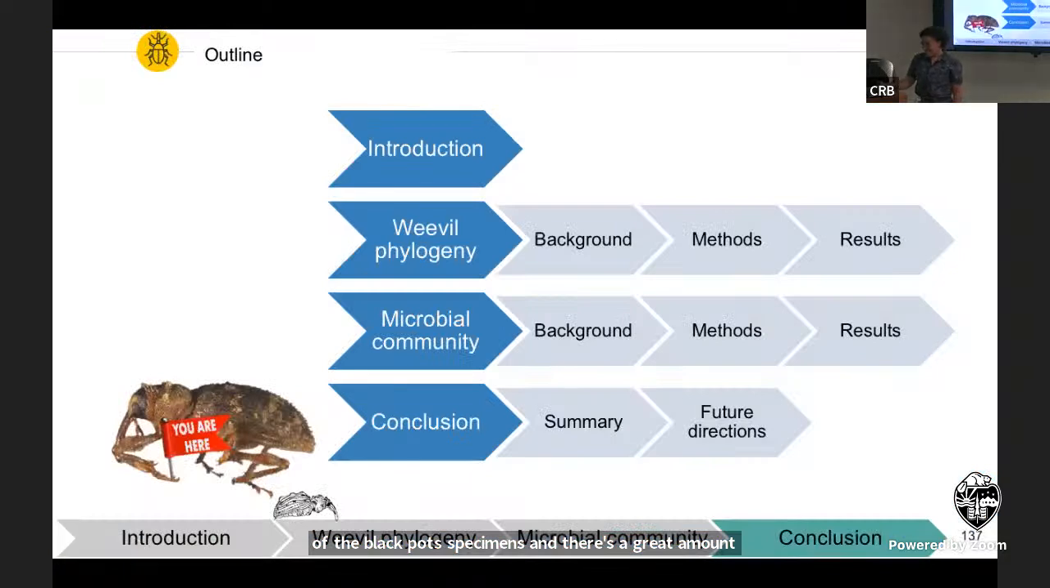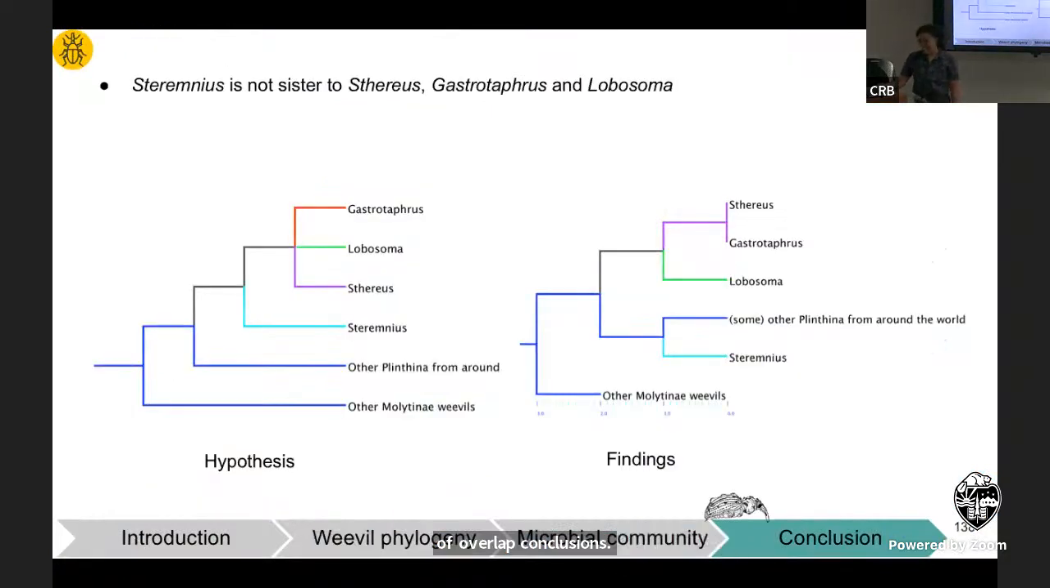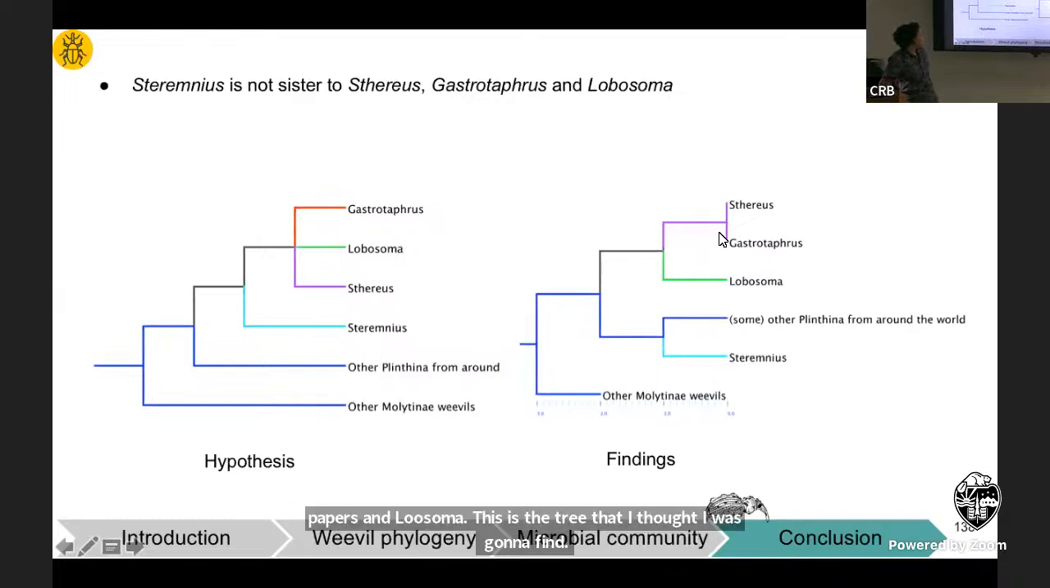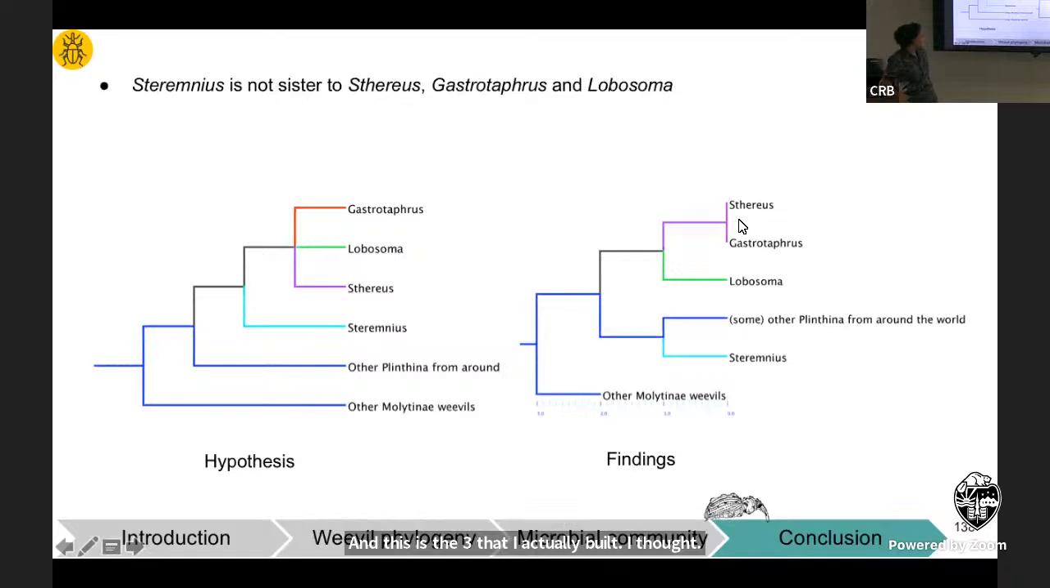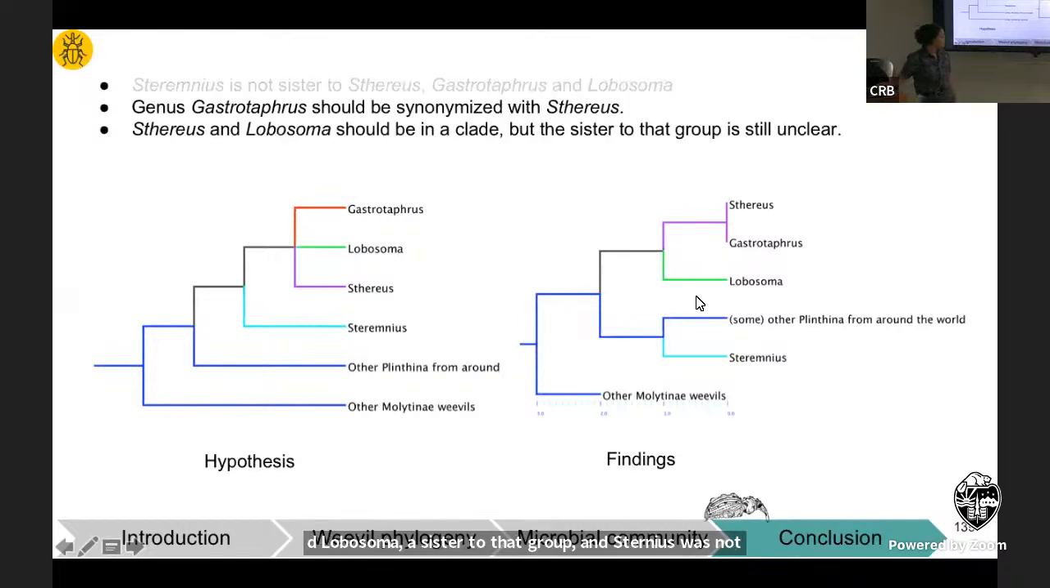Conclusions. Here we are, we're at the end. So what I found with the phylogeny was that Stremnius is not sister to Asterias, Gastrocapris, and Lobosoma. This is the tree that I thought I was going to find. And this is the tree that I actually found. I found Asterias and Gastrocapris really closely associated. Lobosoma is sister to that group, and Stremnius was not closely associated or sister with that group.